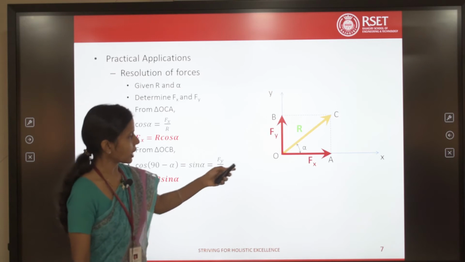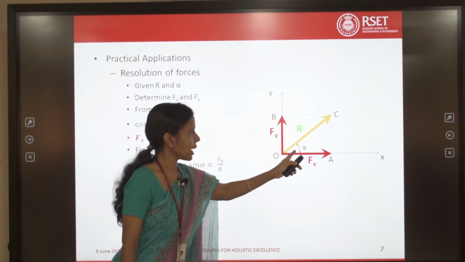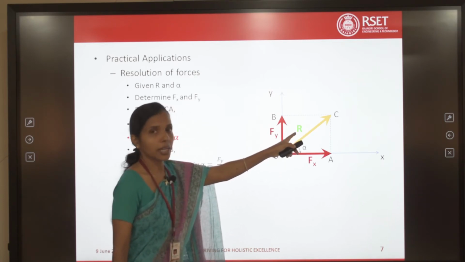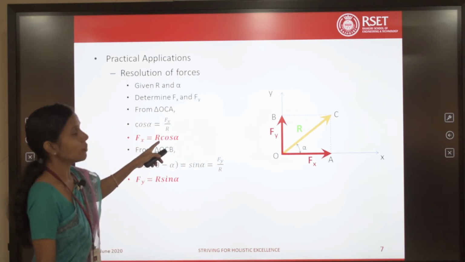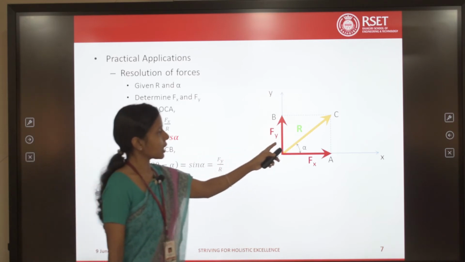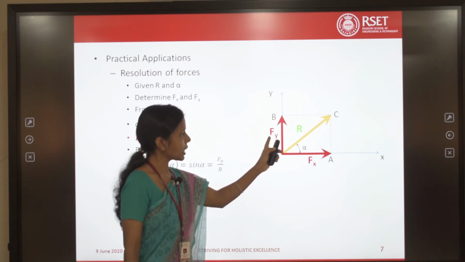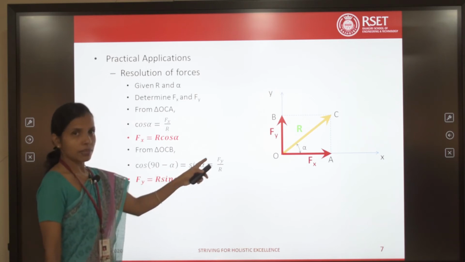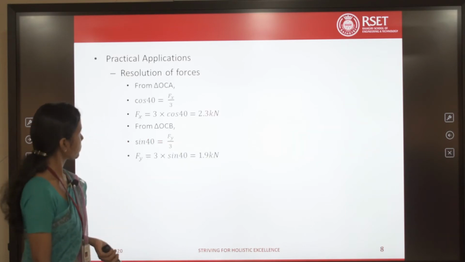So, from this triangle OAC, what is Fx? Cos alpha is adjacent side by hypotenuse. So, you can write Fx by R, so Fx is equal to R cos alpha. Similarly, from triangle OCB, what is this angle? This angle is 90 minus alpha, right. So, cos of 90 minus alpha is Fy by R, okay. What is cos of 90 minus alpha? That is sin alpha, which is Fy by R. So, you will be getting Fy is equal to R sin alpha.